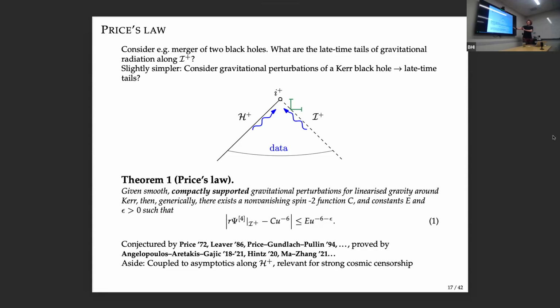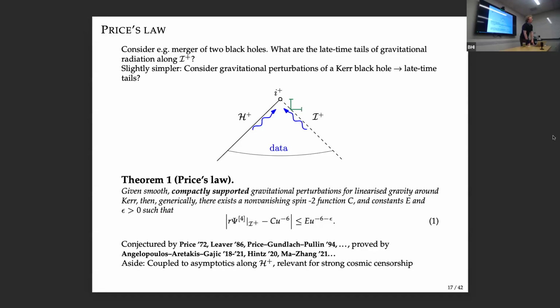But again, another motivation for studying this question is that the late time tails along future infinity are intimately connected to the late time tails along the event horizon, which in turn are extremely important for understanding the strong cosmic censorship in the interior. Because Penrose's blue shift instability in the interior is counteracted by decay in the exterior. So you need to understand exactly how things decay in the exterior. So this is just another reason for why one might want to study this.